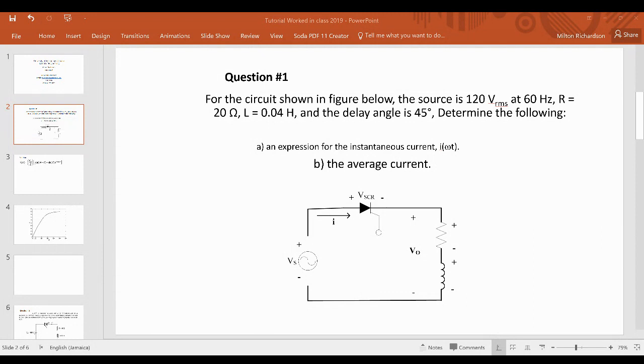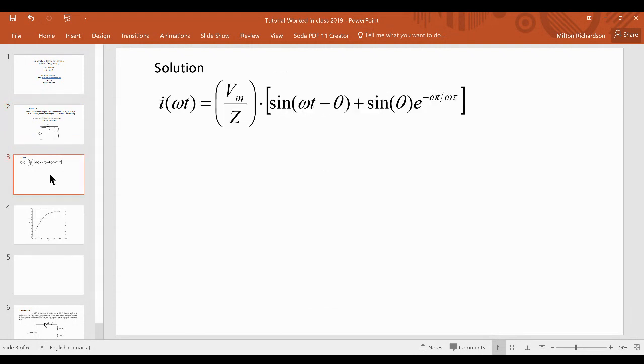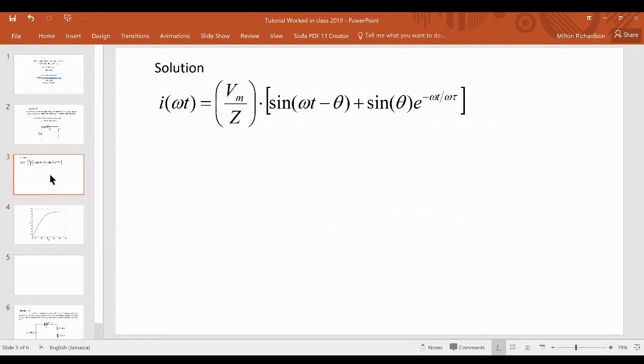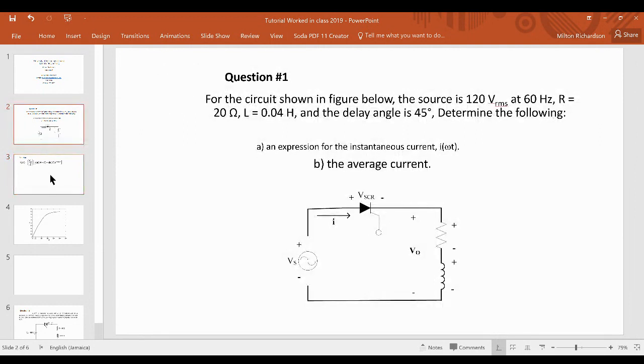All right, how far are you? All right, so you have to first get your Z. You know what Z is, right? So you have to work out your Z. Let me just put it here. That would be the square root of your R squared plus your XL squared.